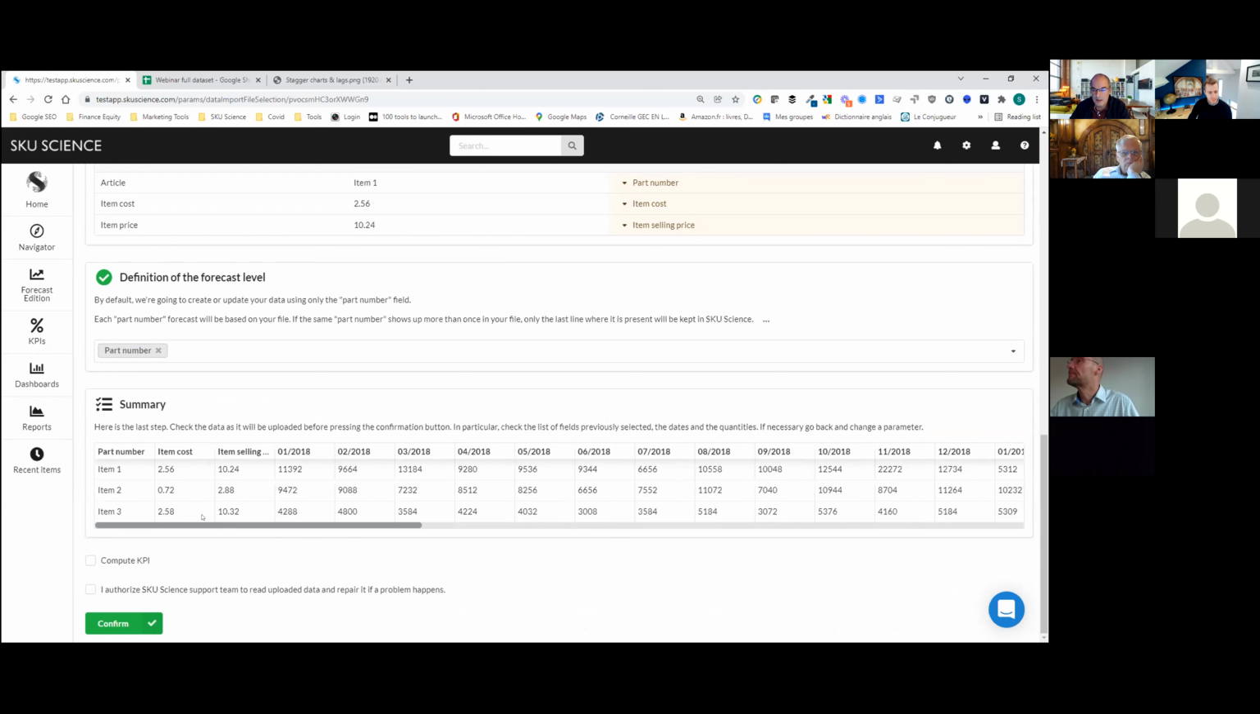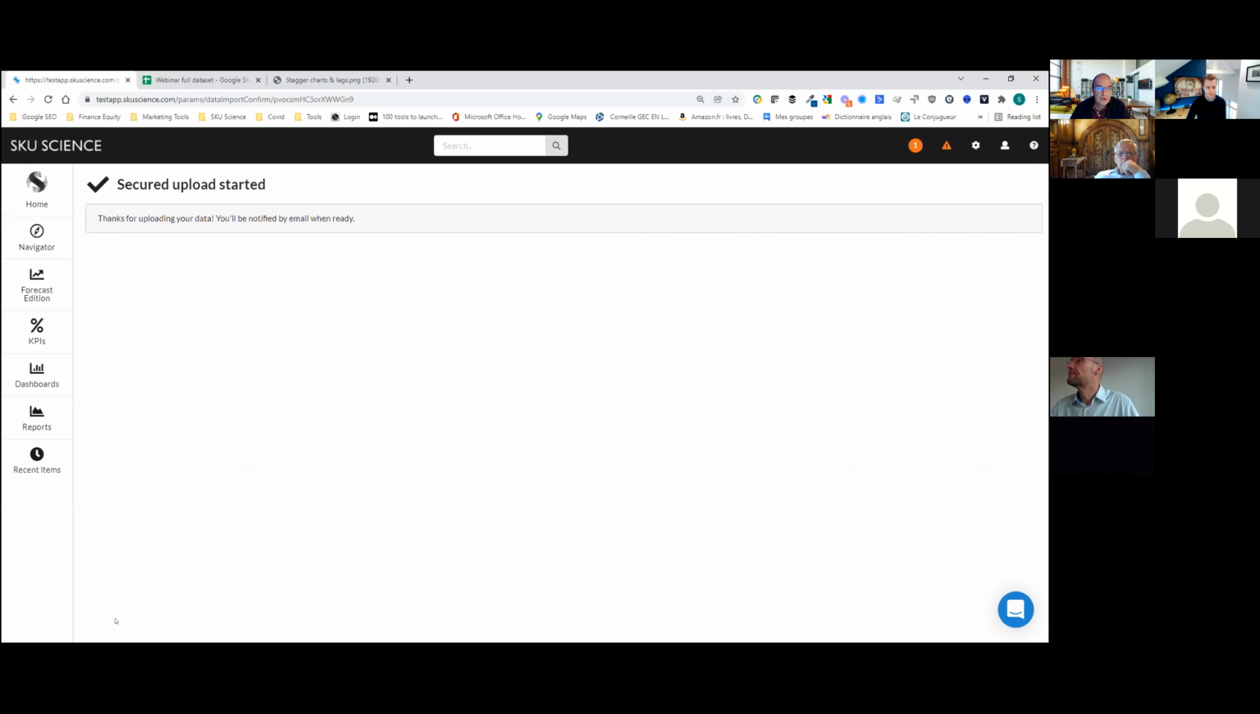So you can check that this is my file. And as you can see, I will activate this compute KPI option because, based on what Nicolas shared with us, we need to get some forecast error at one point to be able to compute some data. This is also why I've added some financial data in my file, in order to be able to project some revenue. So while I'm clicking confirm to start the upload of the file and the computation of the KPI, I'm going to explain what the tool is doing under the hood.